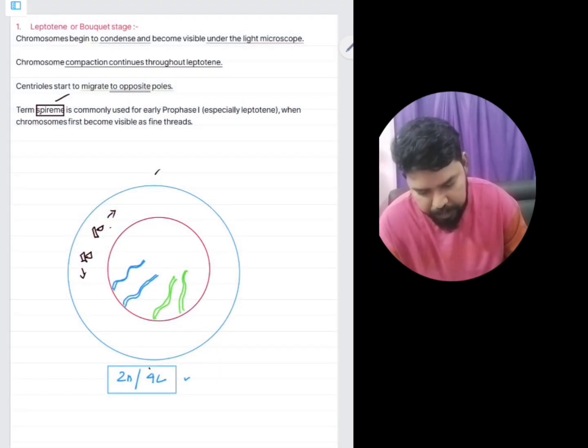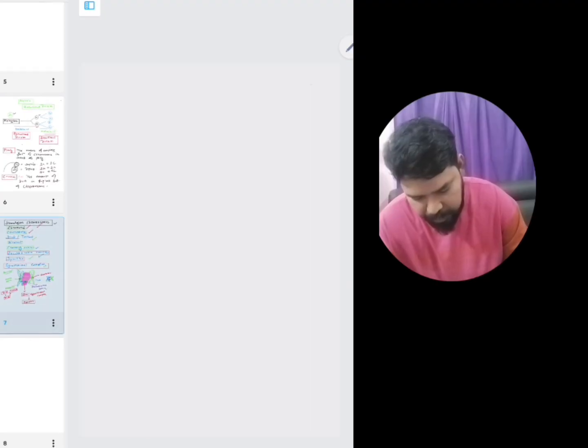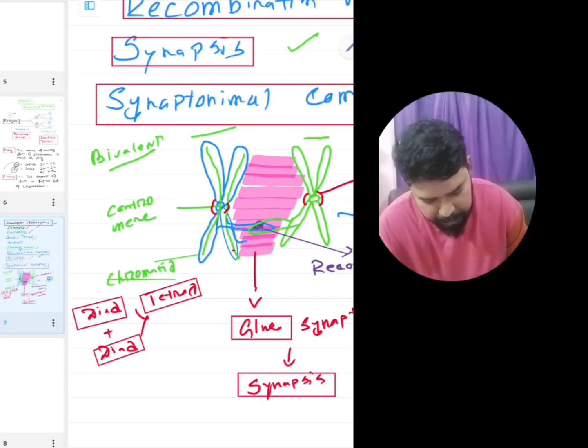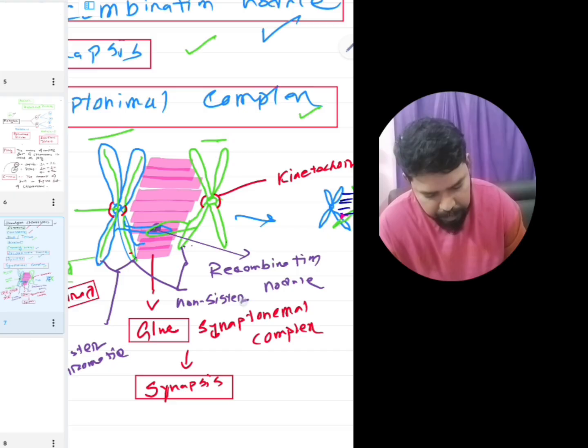See, let me show you in this figure. These things I forgot to tell. See, these are called sister chromatids. Sister chromatid. This one is also called a sister chromatid. So this chromatid and this chromatid are called what? Non-sister chromatids. Very simple.